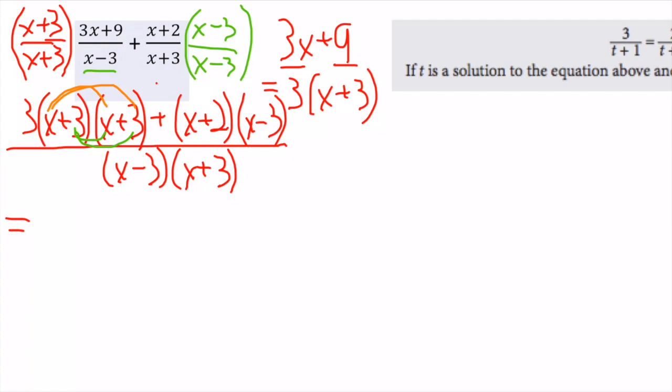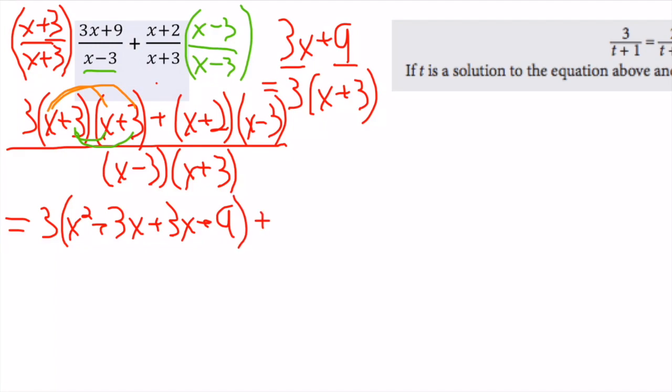If you're familiar with the term FOIL, that's what we'll be doing now. We will talk about FOIL a little bit later in this, but all we're going to do is just double distribution. Okay, so I have an x times an x. I have a 3 times an x, so I have plus 3x. Then I have another 3x, and then 3 times 3, so plus 9.